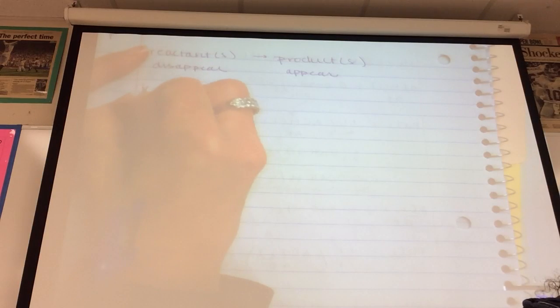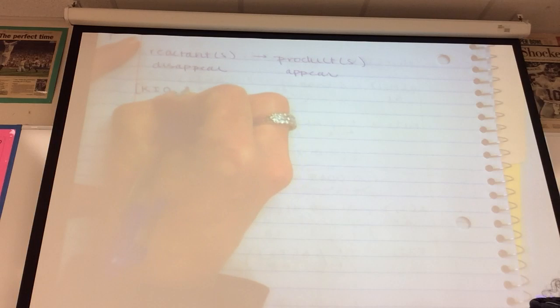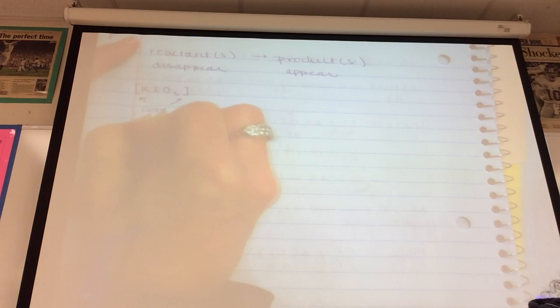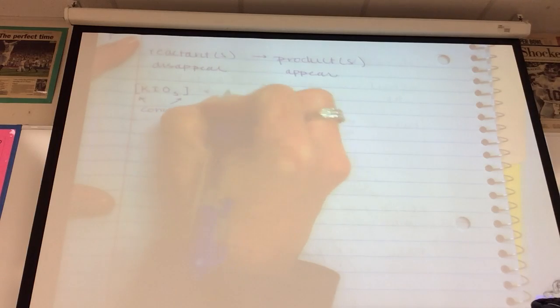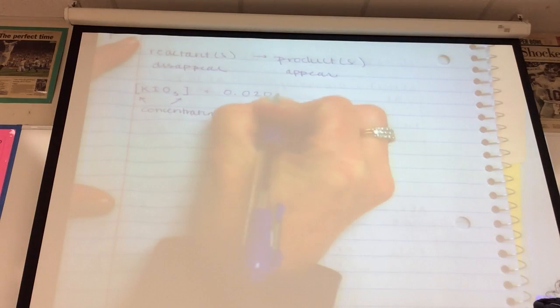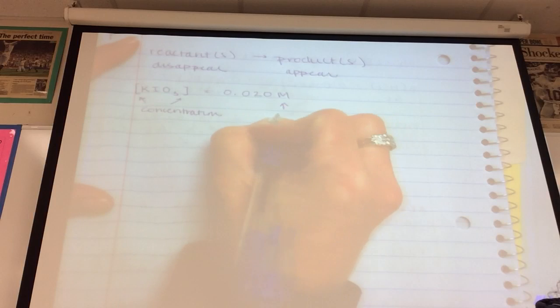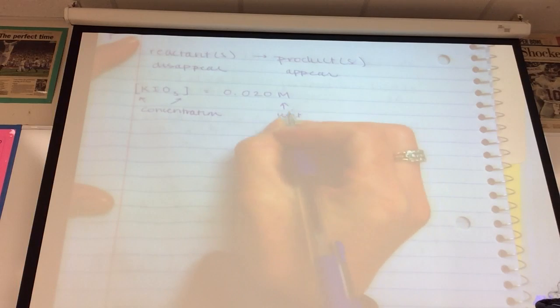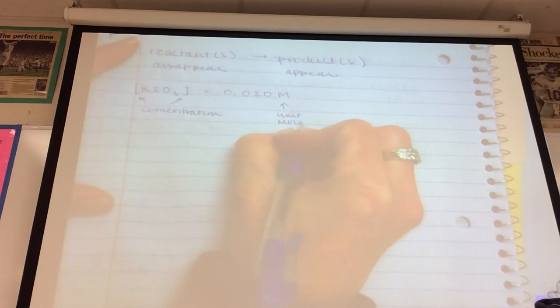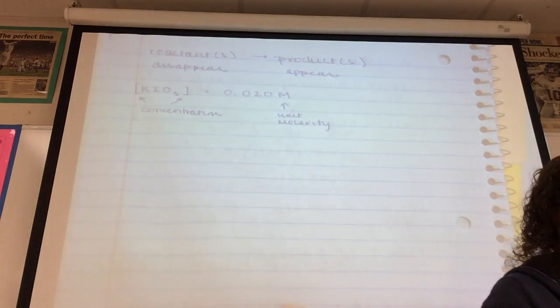For example, we're in the process of making solutions for your next lab, and I am making a potassium iodate solution, and its concentration, which is represented with the brackets, is 0.020 molar. So that's my unit there, which in this case is molarity, moles per liter.